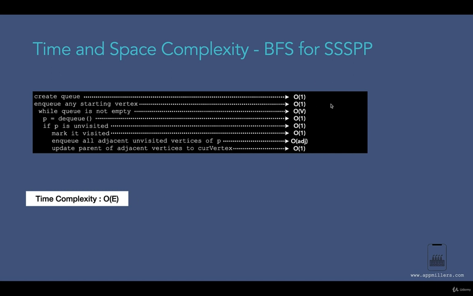I've discussed this case in our previous lectures. If you multiply the number of nodes with the unvisited adjacent vertices of the nodes, we get the number of edges. That's why the time complexity will be O(E). Now the space complexity will be O(V) because we have to enqueue all nodes to this queue. That's why the space complexity will be O(V).